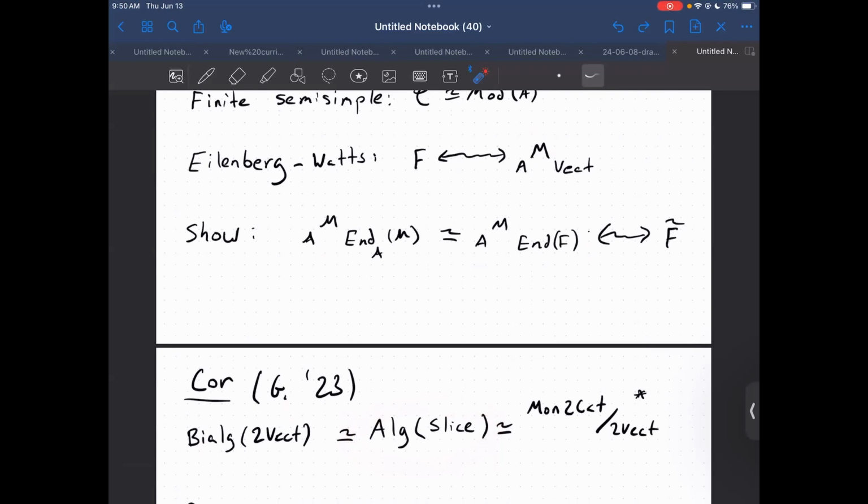You don't have to prove anything, you just have to compare axioms to see that an algebra in the slice category is the same thing as a monoidal, as a faithful monoidal functor. Right. So we deduce that a representation for a bi-algebra is the same thing as a module 2-category with a faithful monoidal functor, in the case of the category of 2Vec modules, right?